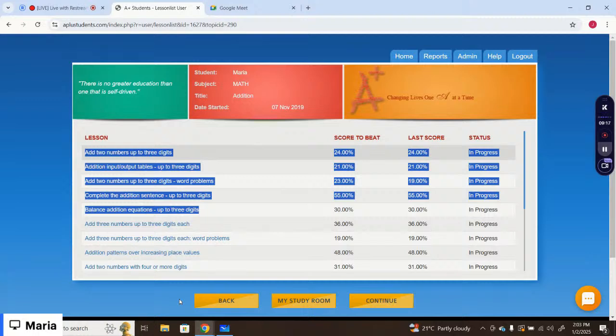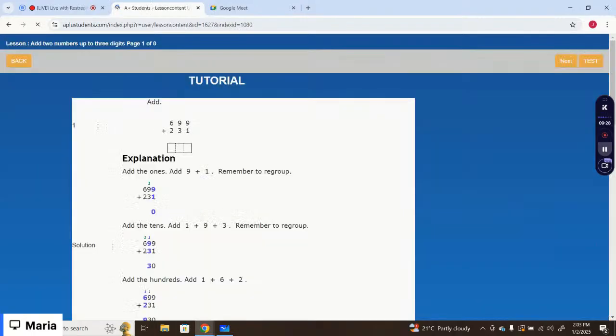Here I'm on grade 3 math. The chapter we are on right now is addition. Let's start with the first lesson, that is add two numbers up to three digits. Let's start with the first question, that is 699 plus 231.